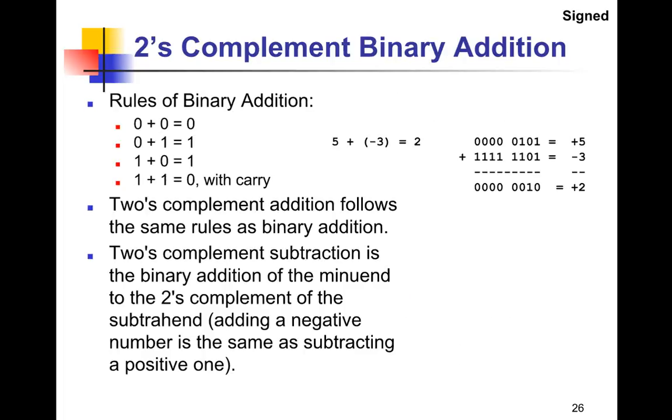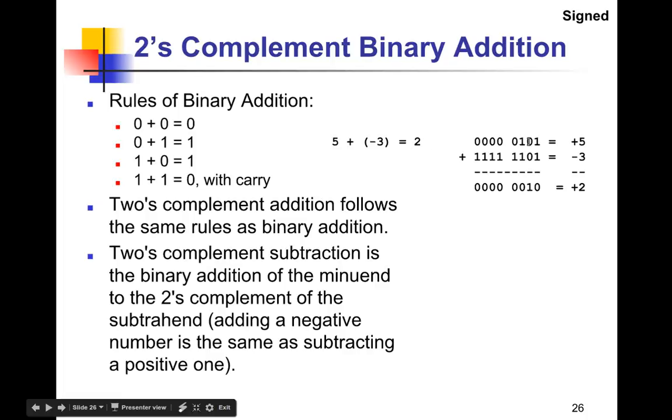So let's look at 2's complement and try to understand the arithmetic of 2's complement a little bit better. There are rules for binary addition in 2's complement. 0 plus 0 equals 0, 0 plus 1 equals 1, 1 plus 0 equals 1, and 1 plus 1 equals 0, but you have a carry. In other words, really 2. So if you want to figure out how that goes, let's look at the number 5 and we'll add a minus 3. So we know that should give us 2.